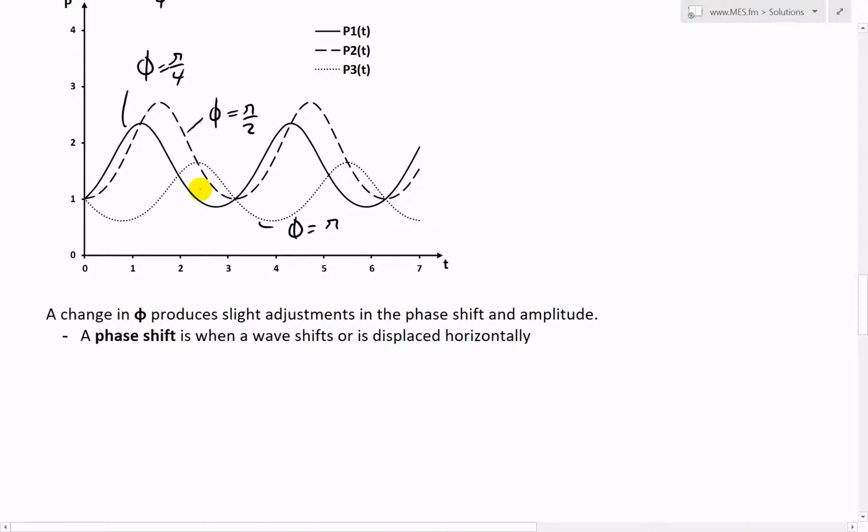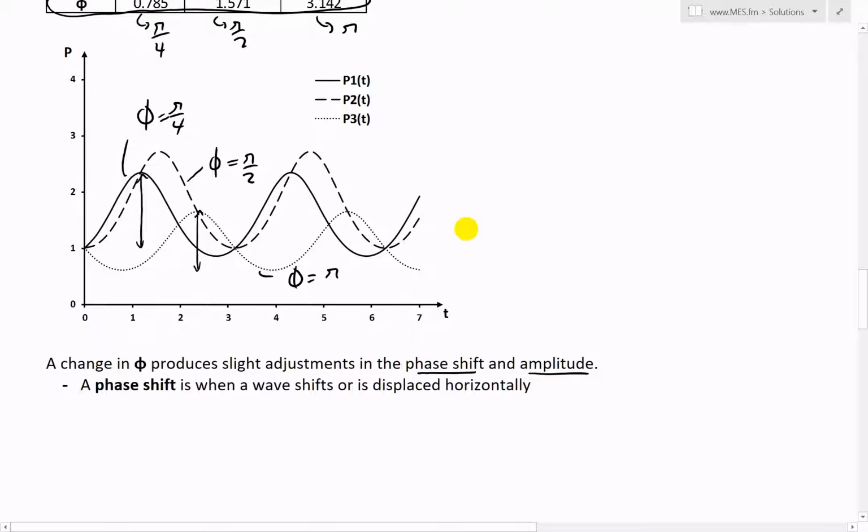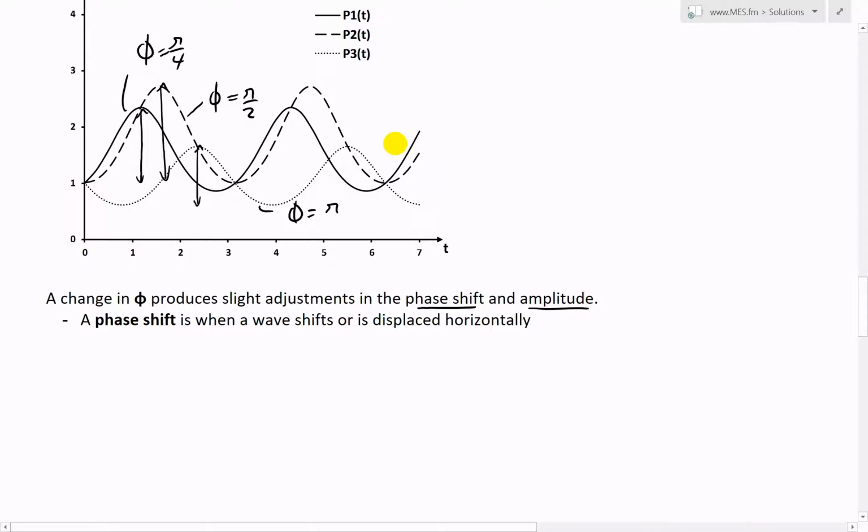So what happens here is you can see a change in phi produces slight adjustments in the phase shift and amplitude. The amplitude, as you can see, is a bit different here than this one, and also this one. So it doesn't necessarily increase or decrease it; it could do either. Going from pi over 4 to pi over 2, it gets a bigger amplitude, and then when phi is equal to pi, which is the biggest angle, it's a smaller amplitude than both of them. So there are slight adjustments, but again, they're pretty similar.